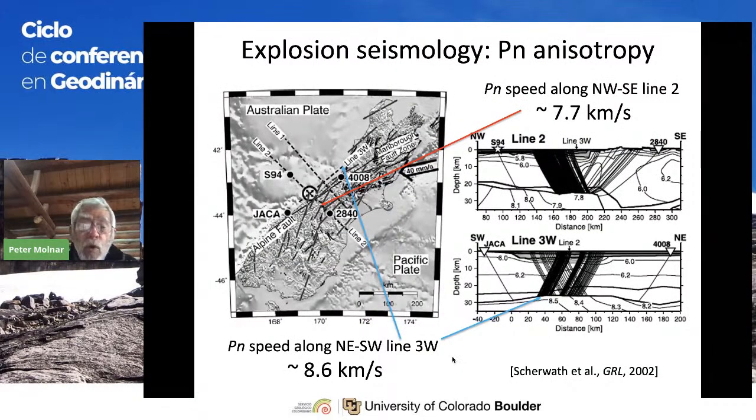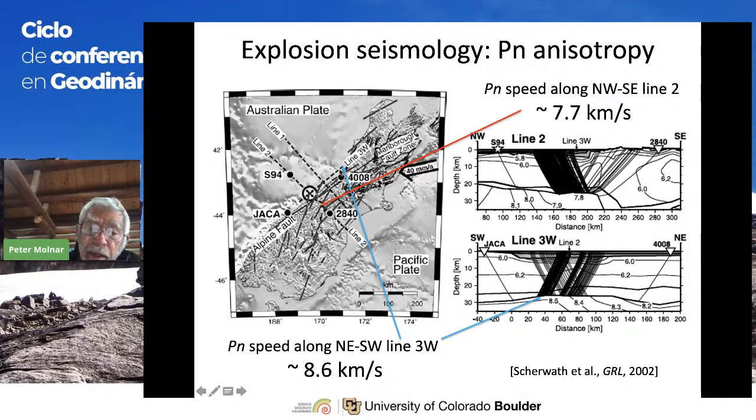So first, going back to some work, I'll show you more of this later when I discuss crustal shortening. But many years ago, back in the 90s, 2 refraction profiles were shot across the island, line 1 up here and line 2, but also a line was shot offshore, line 3W off in this area. And when Sherwoth et al.